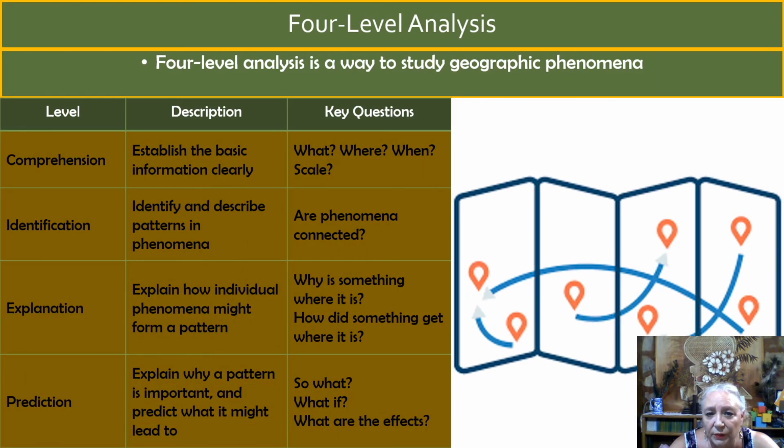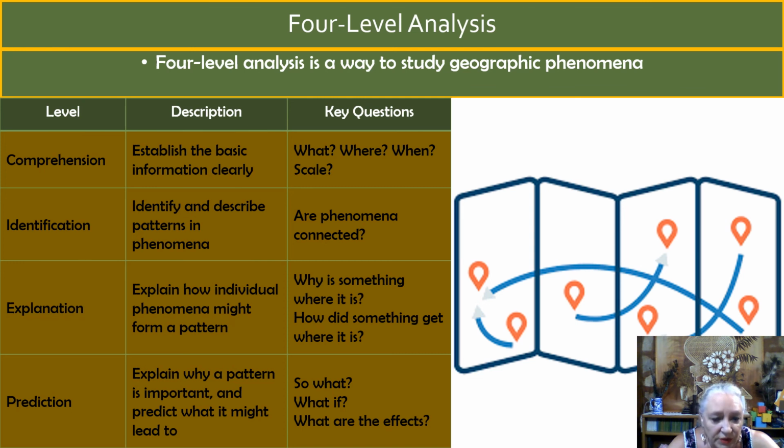In human geography, we use what we call the four-level analysis. The four-level analysis is a way to study geographic phenomena. First level is comprehension. You establish the basic information: what, where, when, and scale. The second level is identification. You identify and describe the patterns that you're seeing, and are they connected? The third level would be explanation. You explain how the people in this phenomena might form a pattern.